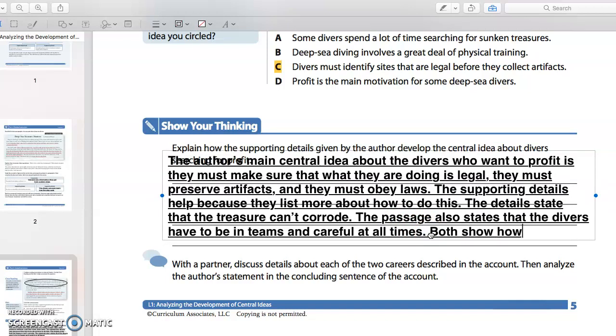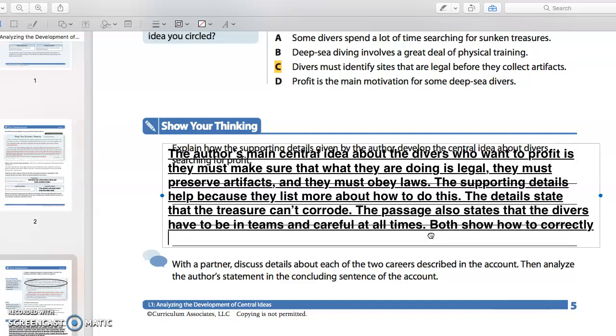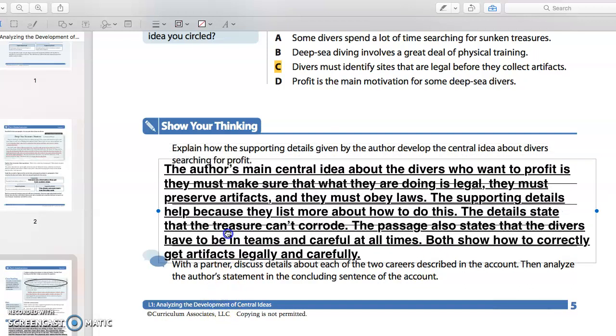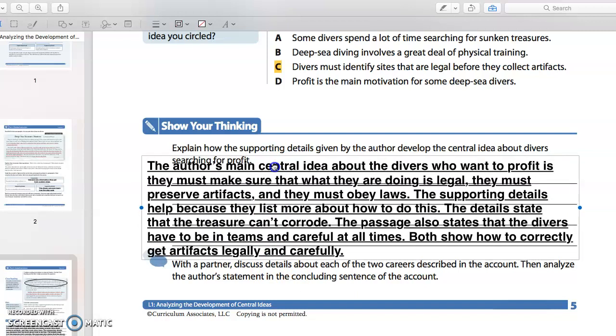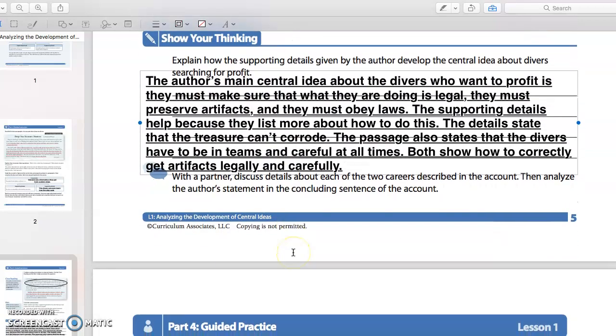Both show how to correctly get artifacts legally and carefully. Right? All those details are saying, hey, you got to be in a team. You got to make sure that you can preserve it. You got to obey the laws. You have to make sure that the treasure's not going to corrode. So those supporting details really help with your central idea for that one.